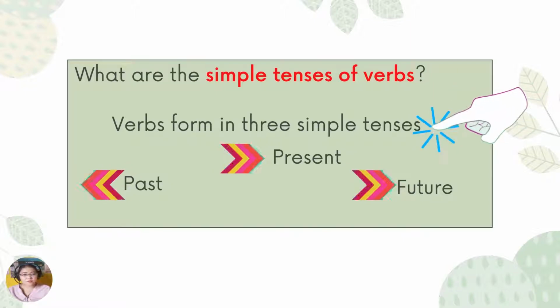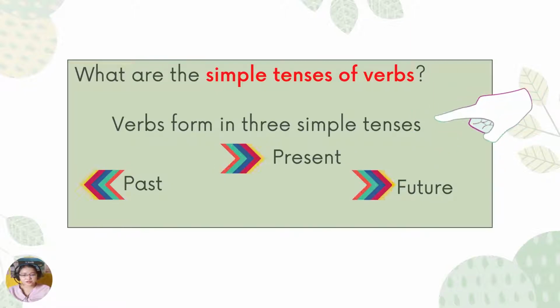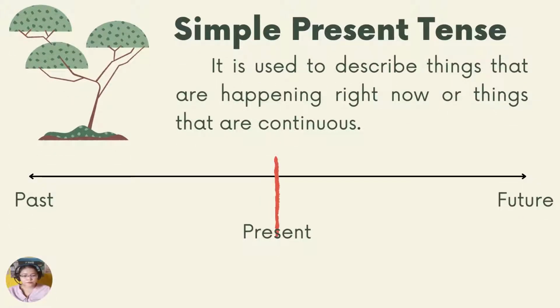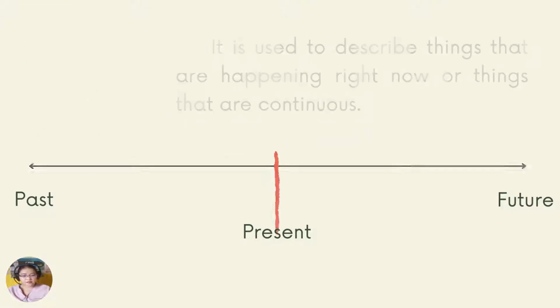Now, what are the simple tenses of verbs? Verbs form in three simple tenses. We have past, present, and future. Let's discuss first the simple present tense. What is simple present tense? It is used to describe things that are happening right now or things that are continuous. So this is the simple present tense.